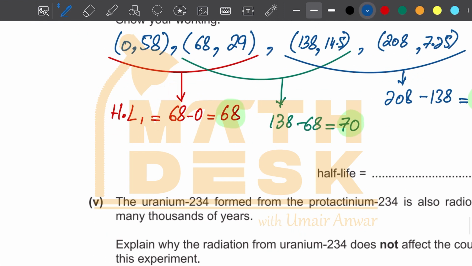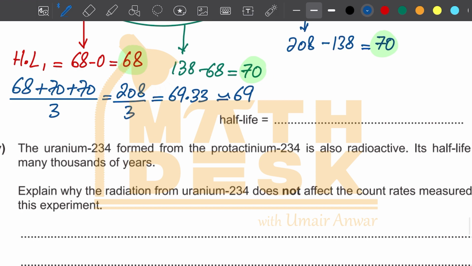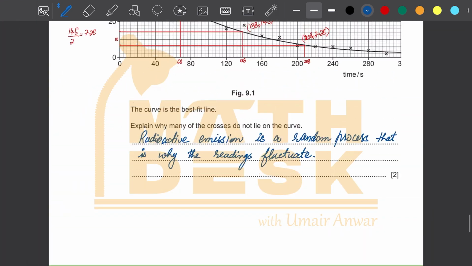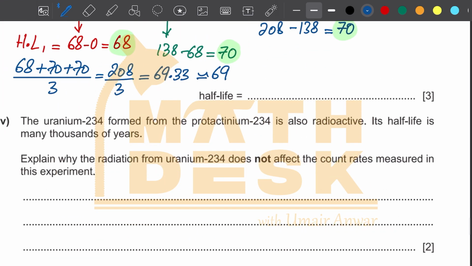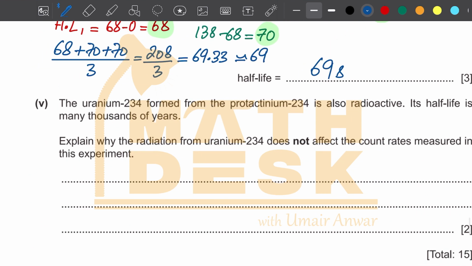To find the final value, we are going to take an average of these three values by adding them and then dividing them by 3. So we get 208 divided by 3. So the answer is 69.33, which expressed in two significant figures is equal to 69 seconds. So the final answer for this part is 69 seconds.